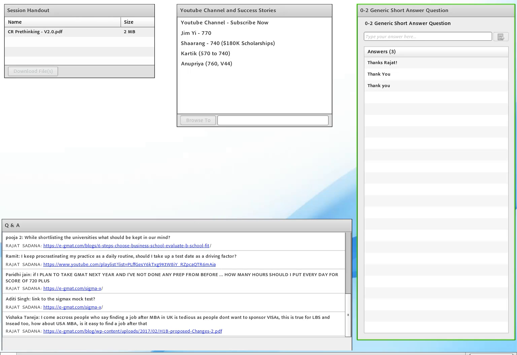Is LBS not a wise choice? No, LBS is great. It's the same thing in Europe. HEC, LBS, INSEAD, great choices. You will not have problems with your visa.